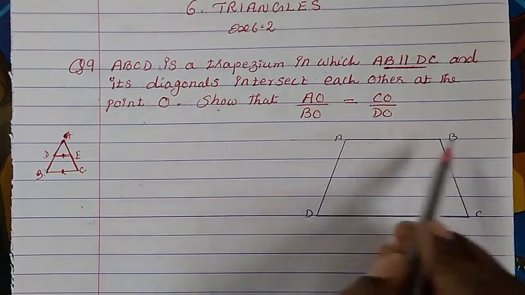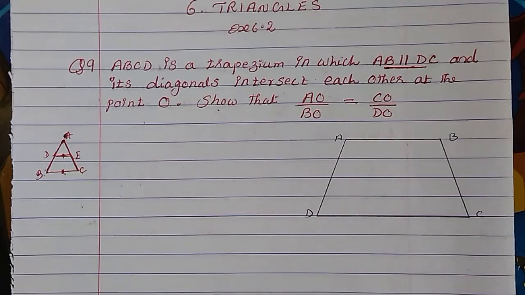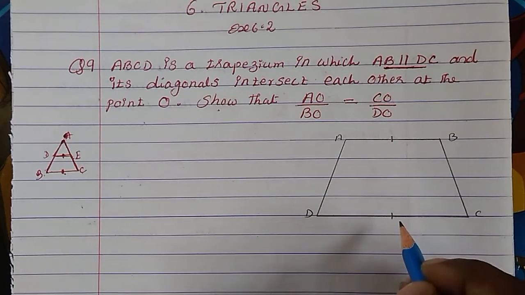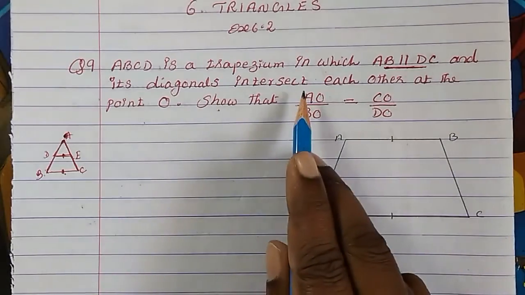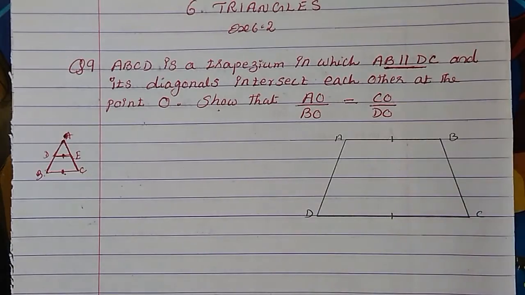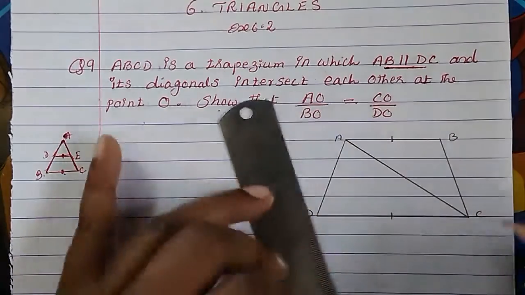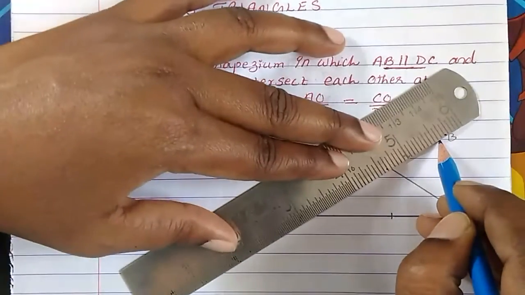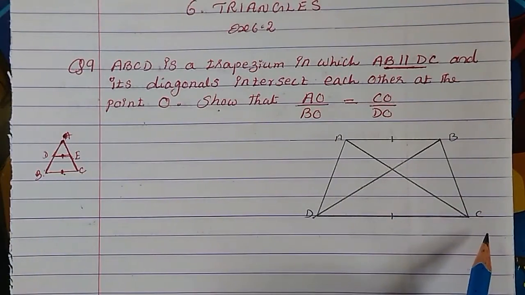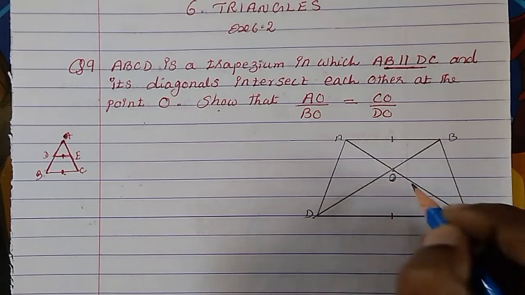ABCD is a trapezium. So we have drawn the ABCD trapezium, where AB is parallel to DC. These two lines are parallel and its diagonals intersect each other at the point O. So let's draw the diagonals. Diagonal means you have to join opposite vertices. So join A with C and B with D. AC is a diagonal, BD is another diagonal. They intersect at point O.